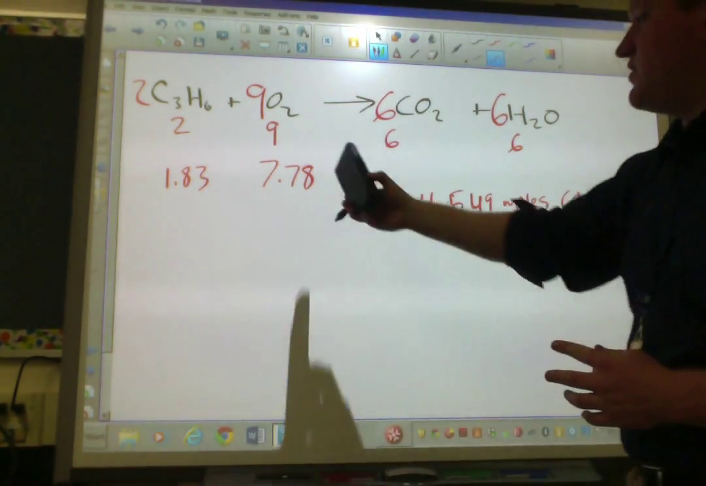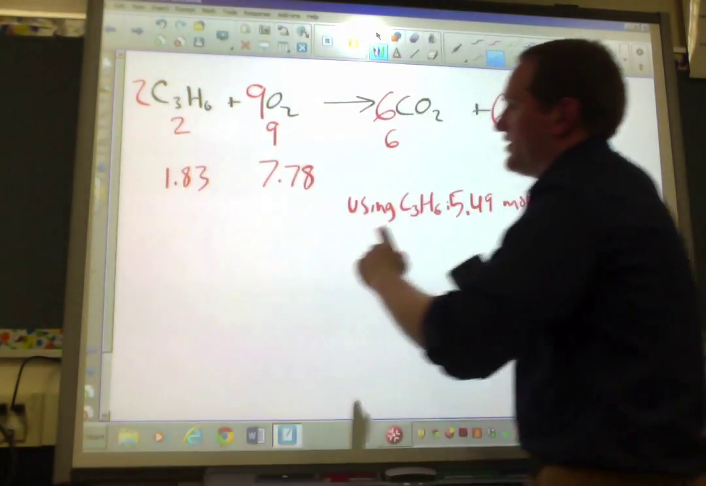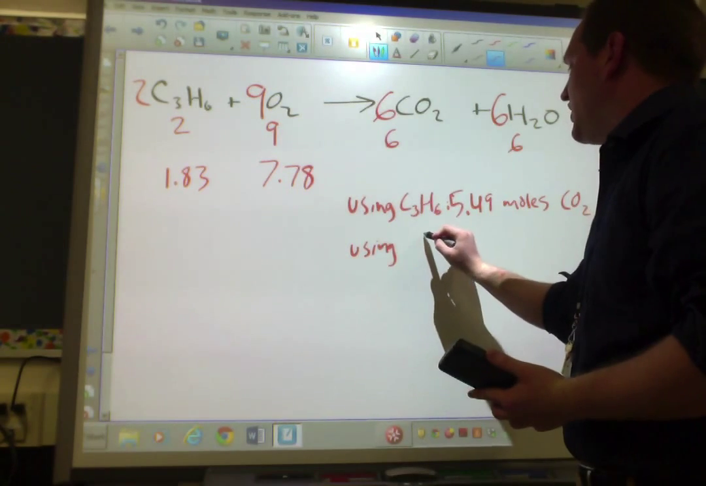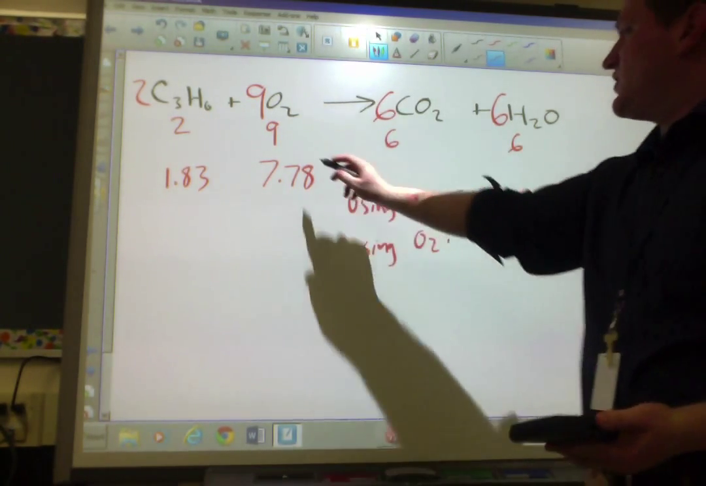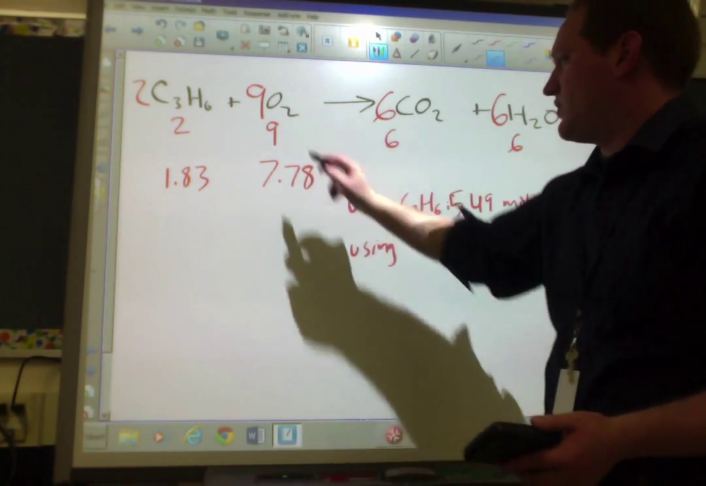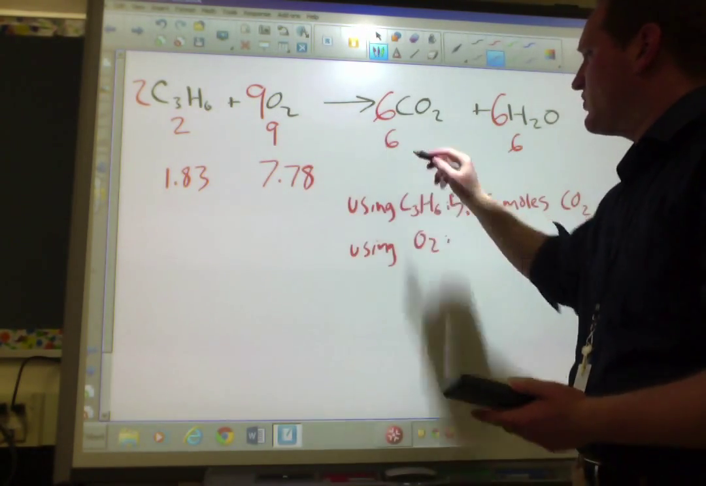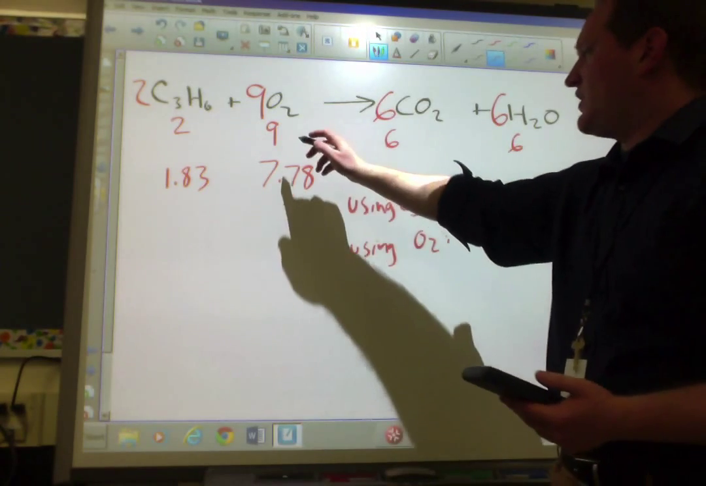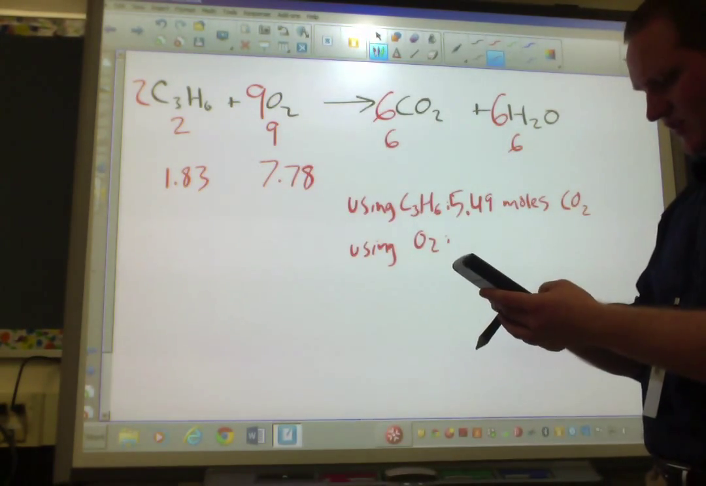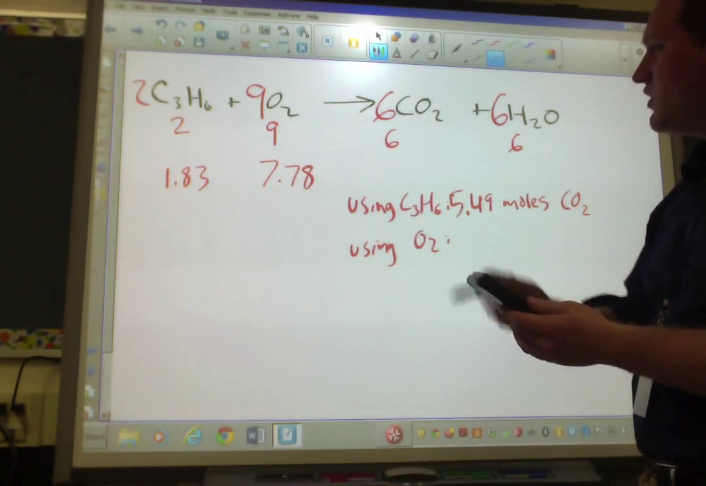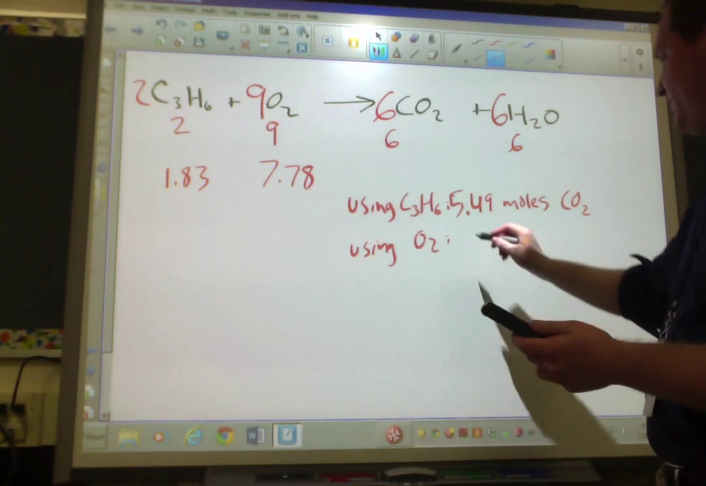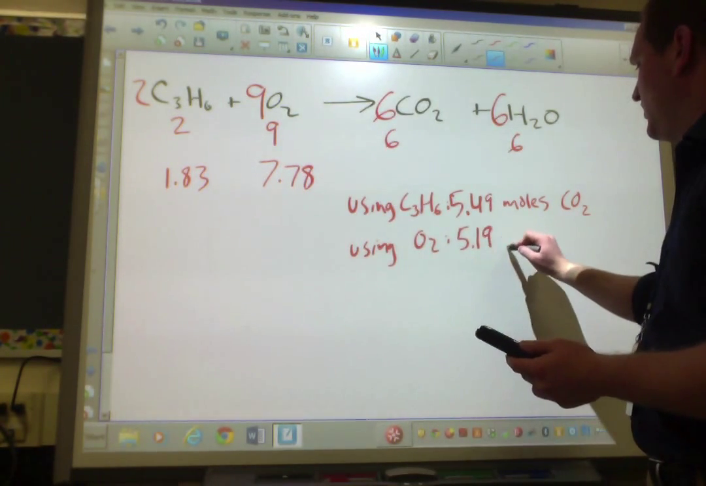Now I have to check with the other one. So if I had this much oxygen and this was in excess, how much CO2 would I get? So using O2, this time we have 9 over 6, or 9 to 6 mole ratio. So 9 over 7.78 equals 6 over x. Cross multiply, so it's 9x equals 6 times this. So 6 times 7.78 divided by 9, 5.19 moles.